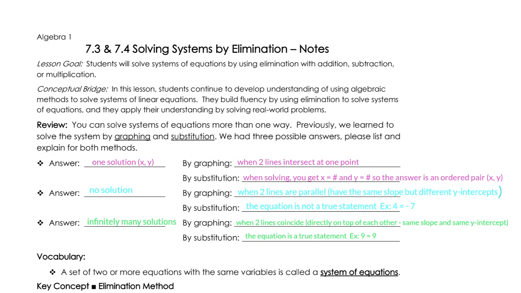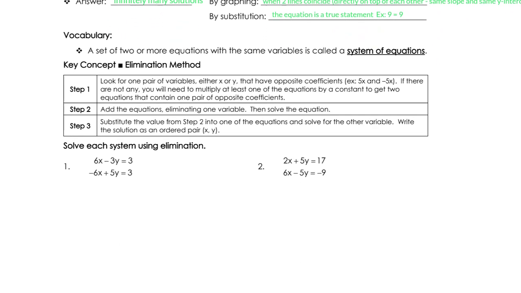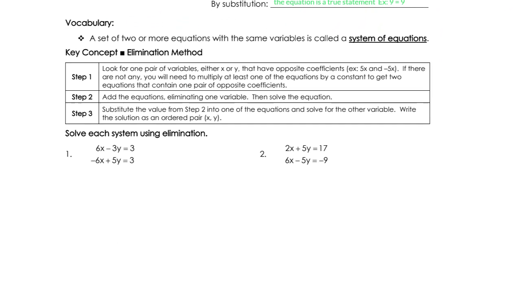Okay, just to review some vocab here again, a set of two or more equations with the same variables is called a system of equations. That's what we've been working with this whole chapter so far. So again, we've done graphing, we've done substitution. Today we're learning elimination. So key concept for the elimination method, you need to look for one pair of variables, either x or y, that have opposite coefficients. So for example, 5x and -5x, those would be opposite coefficients.